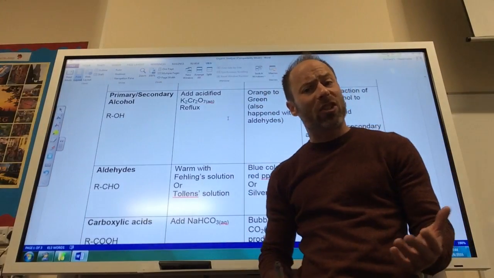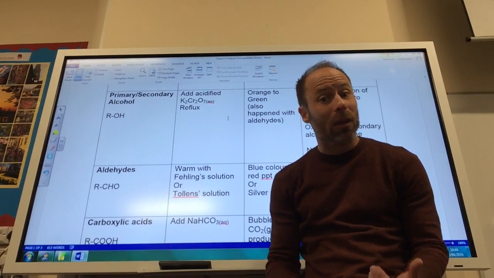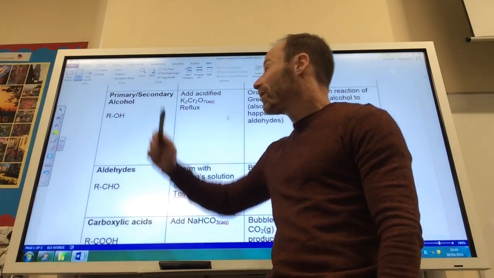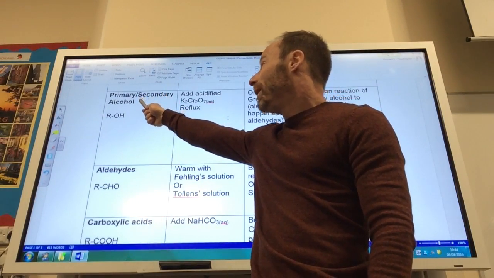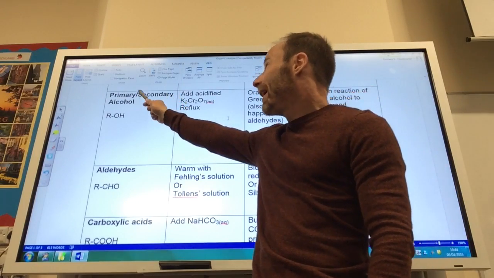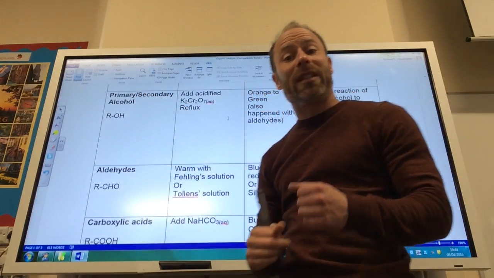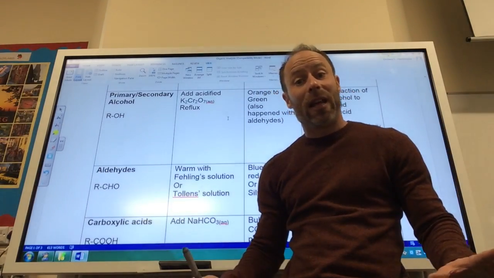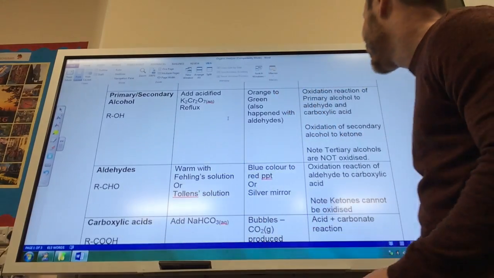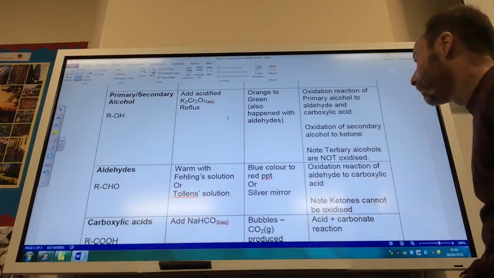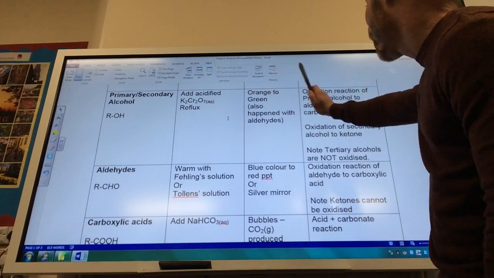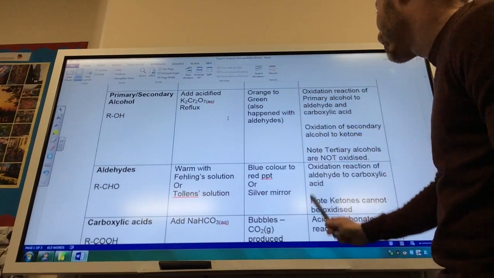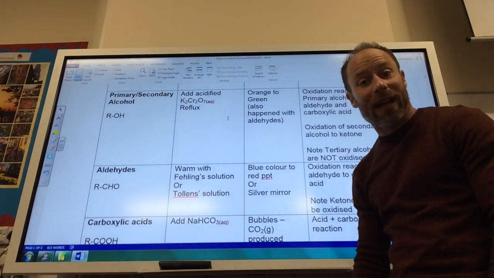But if in the question they say you've got an alcohol, is it primary, secondary or tertiary? Well, your first test that you could do would be add potassium dichromate. If it's primary or secondary, you would see, on reflux, it would go from orange to green. If it's tertiary, it would not be oxidised, so you wouldn't see any change at all. Okay, and remember, primary alcohols go to aldehydes and carboxylic acids when you oxidise them. Secondary alcohols will give you a ketone.